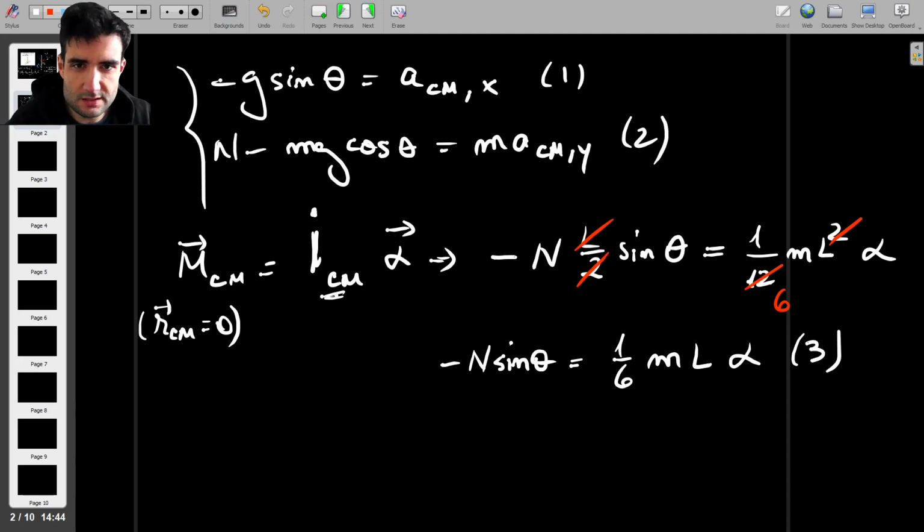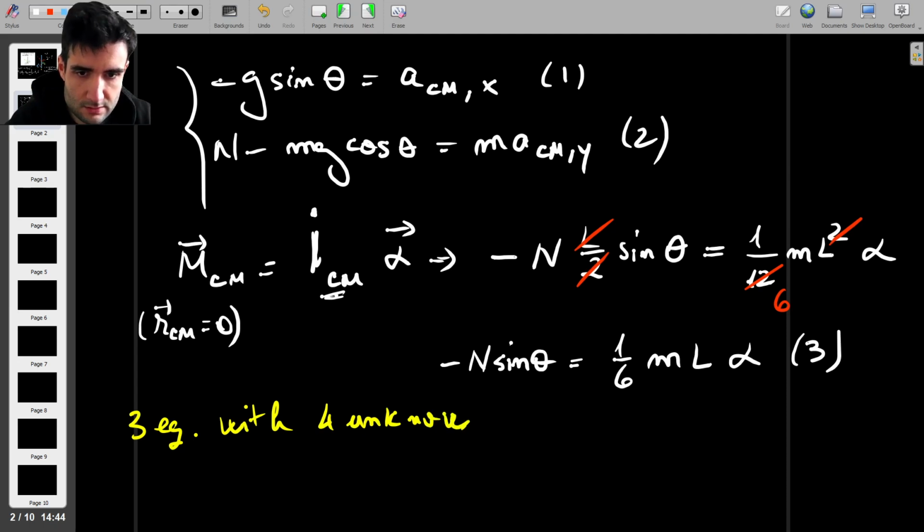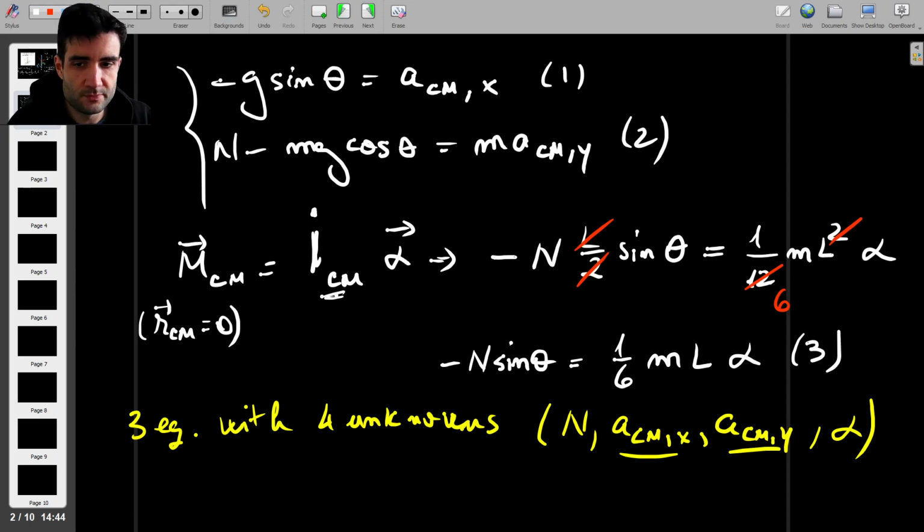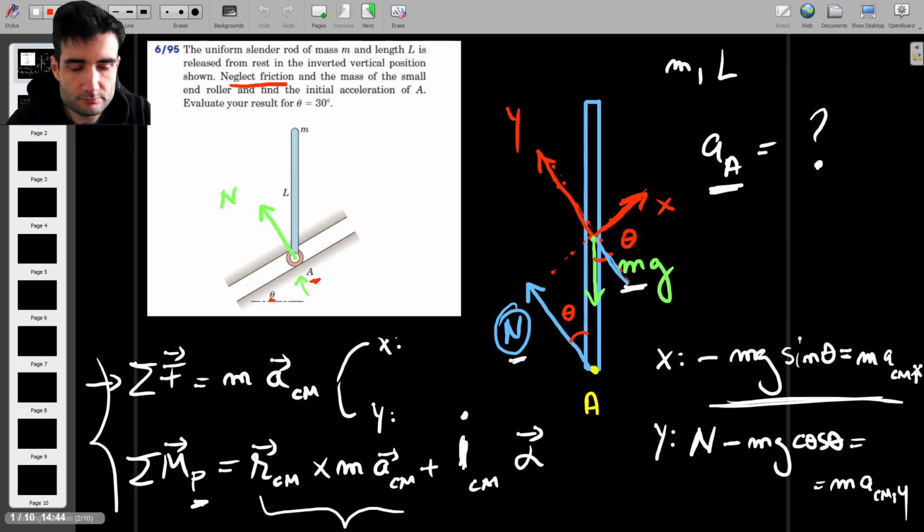And it still seems like we're missing something, because if you think about it, here we have 3 equations with 4 unknowns, right? So the unknowns are n, the normal force, the 2 components for the acceleration of the center of mass. So both of those are unknowns, and also alpha, the angular acceleration. So we need one more thing to create a closed system, and then be able to solve for everything. So that fourth equation will actually come from a kinematic constraint.